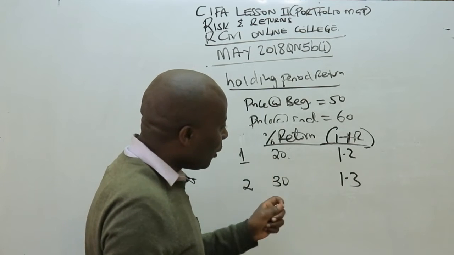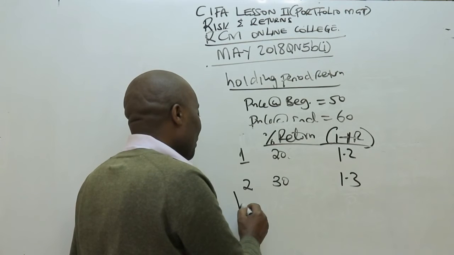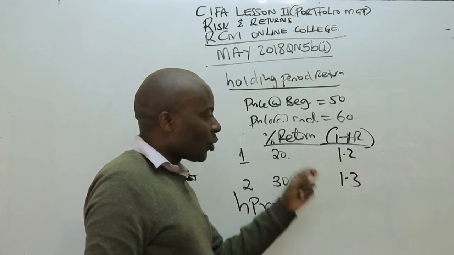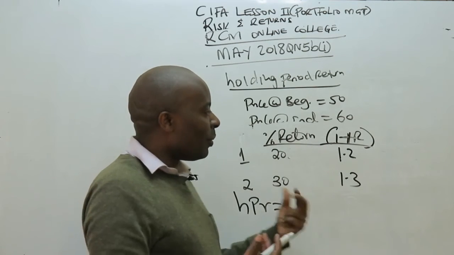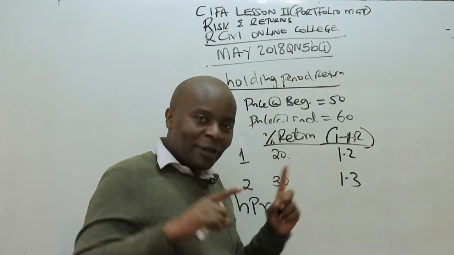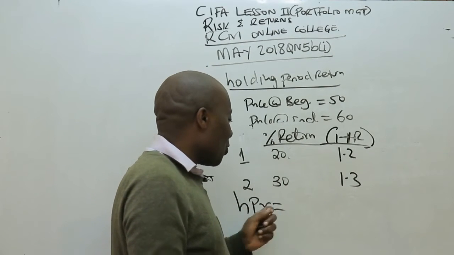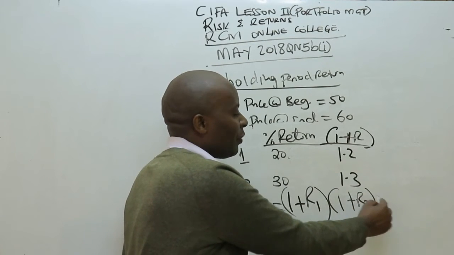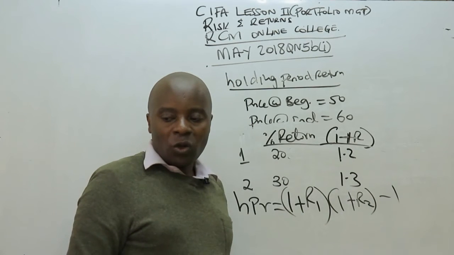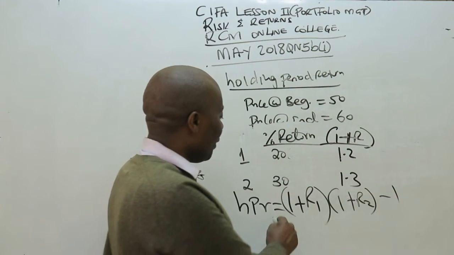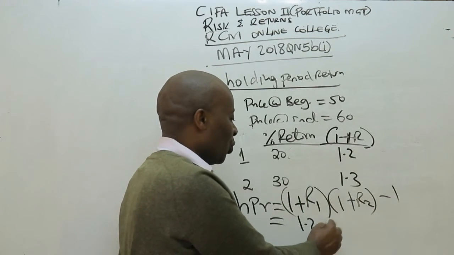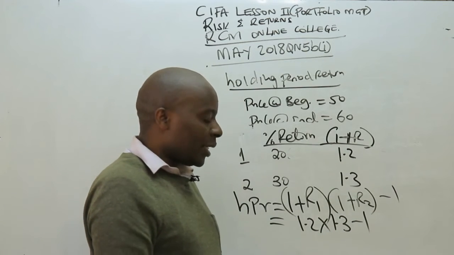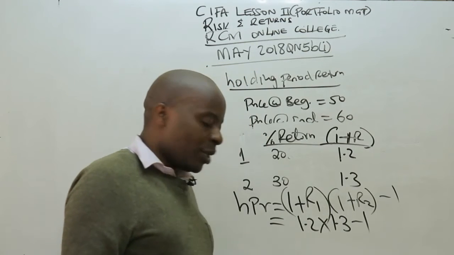So once, ladies and gentlemen, I've got this 1 plus R, to get my holding period return, what I will do is to multiply these. This holding period return, whenever I've got many periods, normally takes the form of the geometric mean, although we don't raise to any power. So in short, my holding period return here will be 1 plus rate 1 into 1 plus rate 2. And then whatever I will get, I will go ahead and subtract 1. So if that is the case, ladies and gentlemen, then 1 plus R1, I know it's 1.2, multiplied by 1 plus R2, which is 1.3. And then whatever I will get, I subtract 1. So what do we have there, ladies and gentlemen?